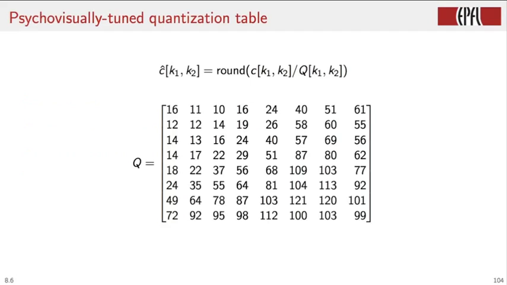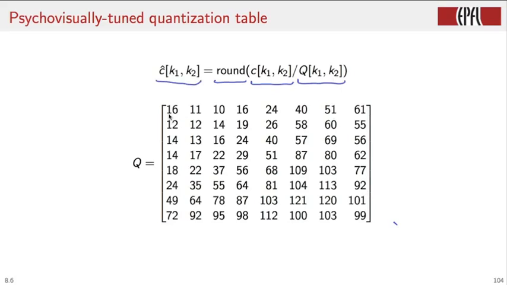JPEG allows you to specify your own quantization table if you feel like running the psychovisual experiments at home, but it also comes with a default table, which is the one shown here. The way this works is that each entry in the matrix is the normalization factor that we will have to use for the corresponding DCT coefficient. Remember, we're using a dead zone quantizer, which corresponds to a rounding operator. And so what we do is we take each DCT coefficient, say for index K1 and K2, we divide it by the corresponding entry in the quantization matrix, and then we round the result. And this will give us the quantized DCT coefficient.